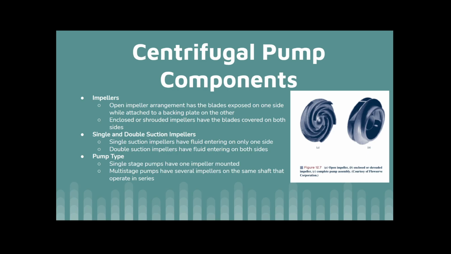In addition to this, the impellers can have more than one fluid entry point. The single suction impellers have fluid entering on only one side, while the double suction impellers have fluid entering on both sides. There's also different pump types. A single stage pump has only one impeller mounted, while multi-stage pumps have several mounted in series.